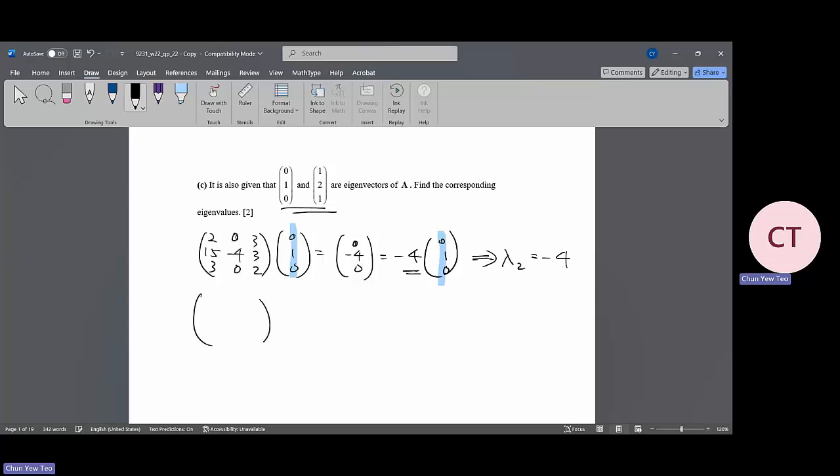Similarly, you do the same thing for the third vector here. 2, 15, 3, 0, negative 4, 0, 3, 3, 2. Just repeat the same process. Then you can see that you get 5, 10, 5. Factorize the 5 out. You get 1, 2, 1.